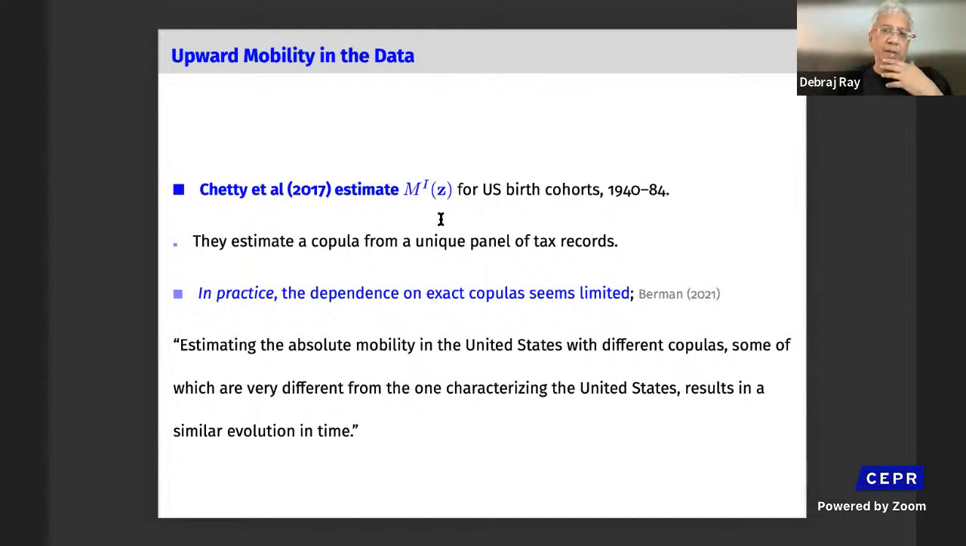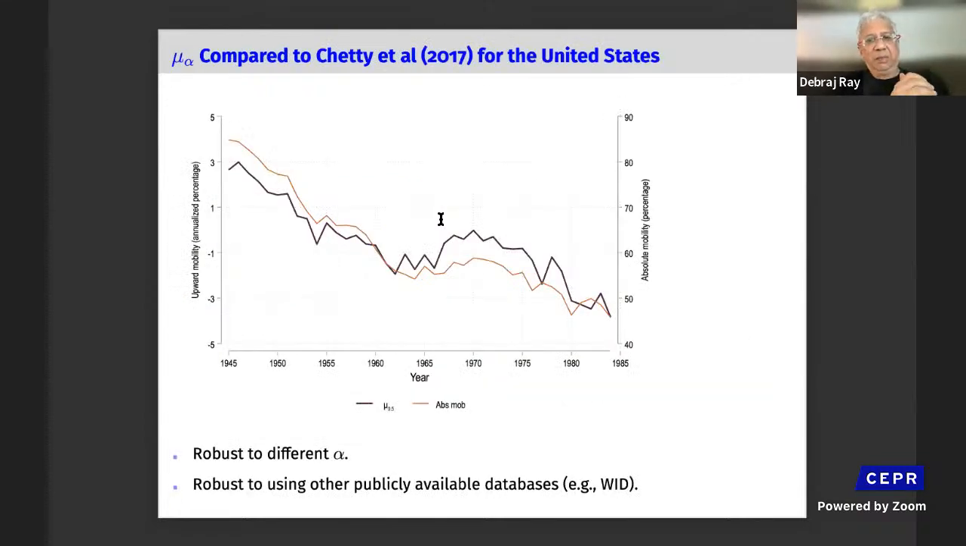There's a very nice paper by Jonathan Berman who says that if you try to estimate the absolute mobility in the United States, but neglect Raj's copula, using different copulas, some of which are very different from the one characterizing the United States, you get a similar evolution of mobility in time. But that's an empirical point. Now, we found it irresistible to see what would happen if we ran our measure side by side with Chetty's measure. The orange line here is Raj Chetty's measure of absolute mobility in the United States between 1940 and 1985, and the black line is our measure.